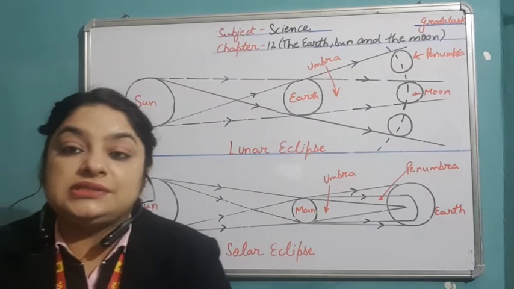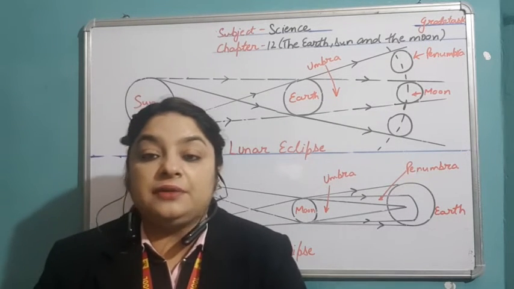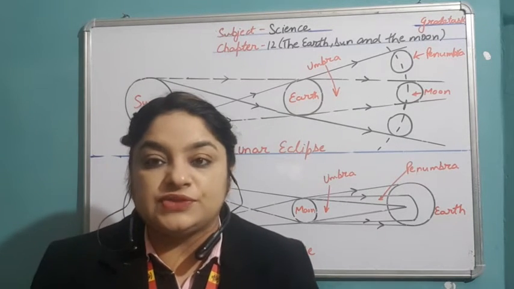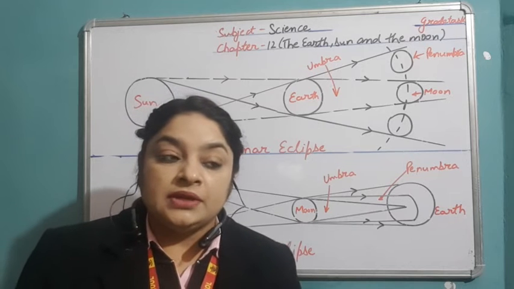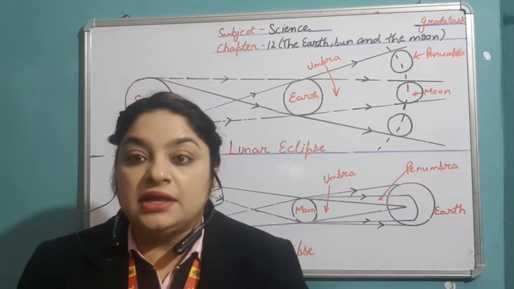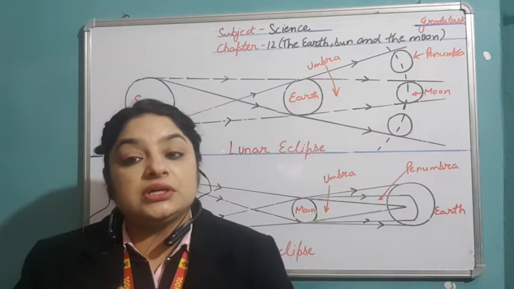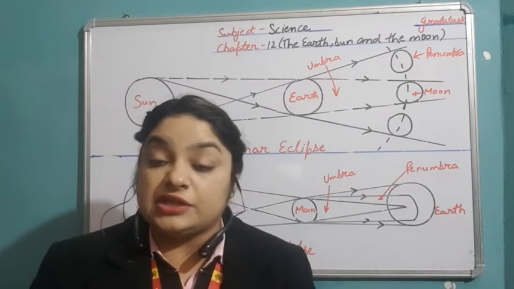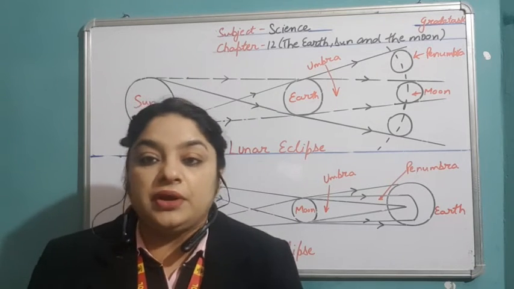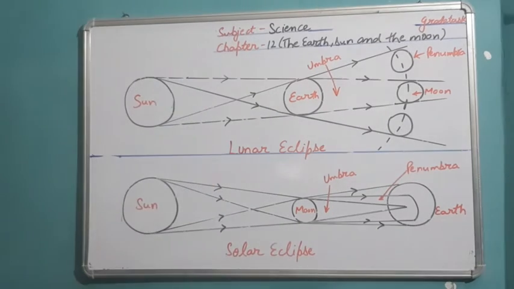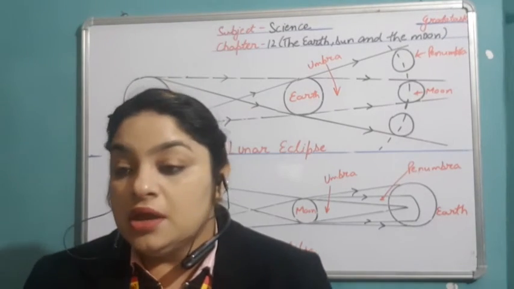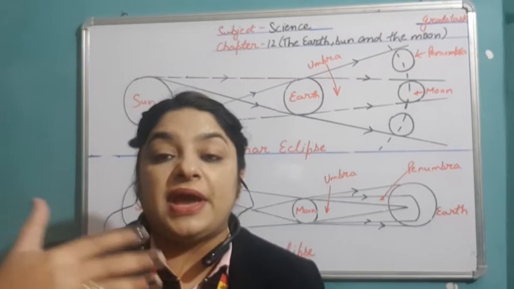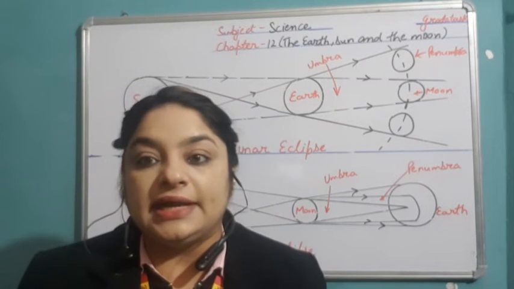Now next one is satellite. I already explained that satellites are the objects which revolve around the planets. Now there are two types of satellites: natural satellite and artificial satellite. Natural satellites are not made by human beings, they already exist. Those are known as natural satellites. For example, moon, and different planets have different numbers of moons. Now another one is artificial satellite. Artificial satellites are the ones which are made by human beings. Those are known as artificial satellites.